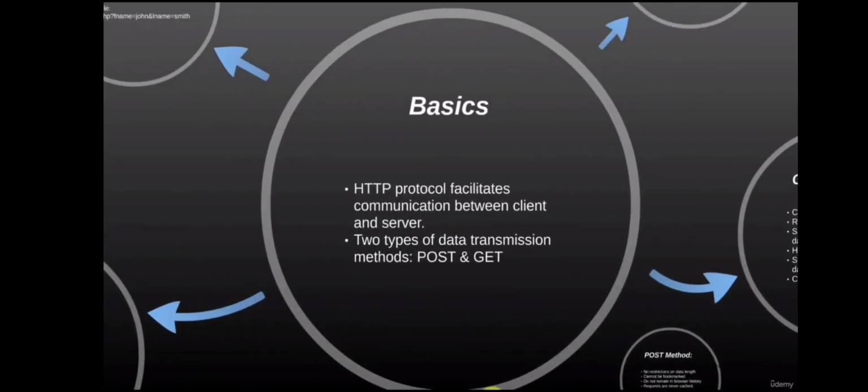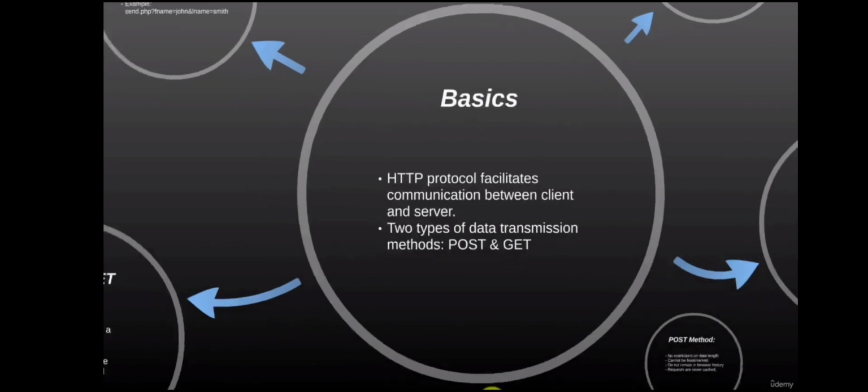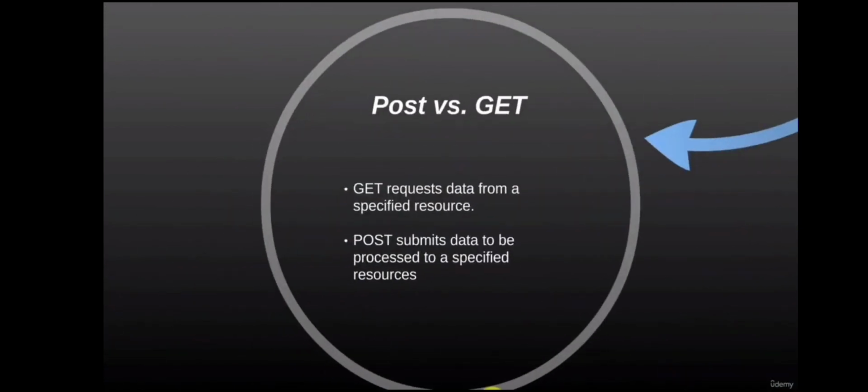As we mentioned earlier in the course, the HTTP protocol facilitates communication between our web browser and server. There are two types of methods that can be used to transmit data between a client and a server. This includes the GET and POST method. The GET method requests data from a specified resource. The POST method submits data to be processed to a specified resource.